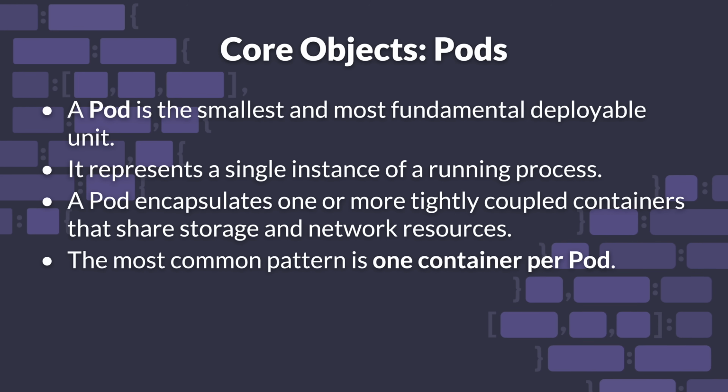Pods are the smallest and most fundamental deployable unit in Kubernetes. They represent a single instance of a running process in your cluster. A pod encapsulates one or more tightly coupled containers, which share storage resources, a unique network IP, and options that govern how the containers should run. While a pod can contain multiple containers, the most common pattern is one container per pod.